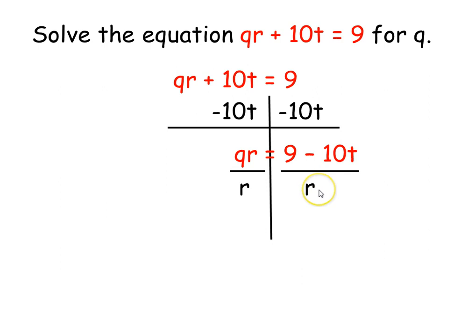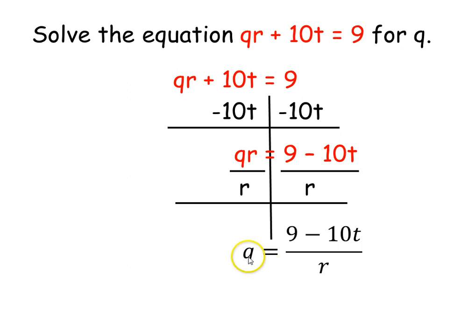I have no clue what 9 divided by r is, because you really can't do that. And negative 10t divided by r, I'm not exactly sure what that is either. We can't take 10t's and divide them into r groups if we don't know what r or t is. So it's not really going to work. So really what we've done here is we've simplified this as much as we can. So what we have now is q, because the r's went away, equals 9 minus 10t divided by r. And this is our answer. There's nothing we can do with this.